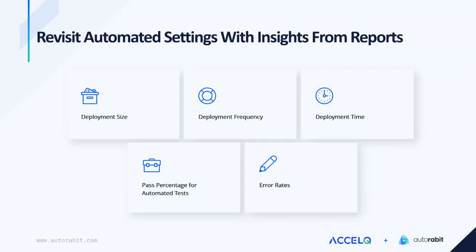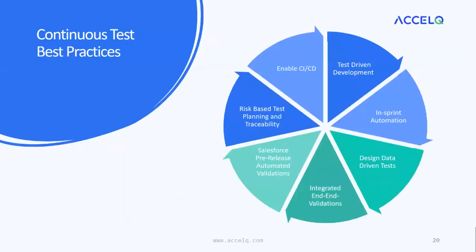Now, the pass percentage for automated tests. This should be used to increase velocity. It's good to know how often changes are causing the tests to break. And of course, error rates. So error rates within your application are not only an indicator of quality problems, but also performance and uptime related issues. So getting visibility on all of these metrics can be used to adjust your strategy and your use of automation in the future as well.